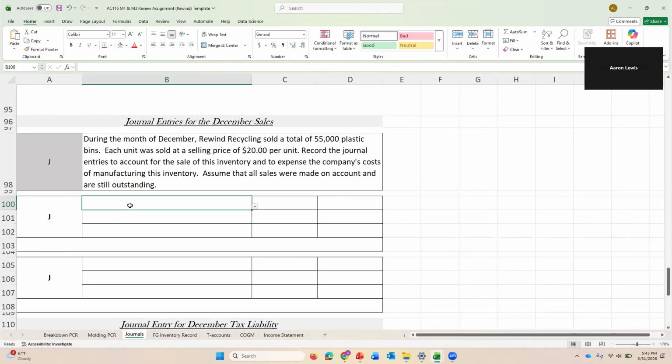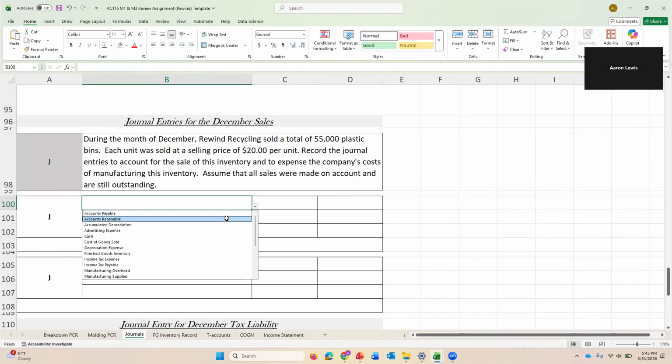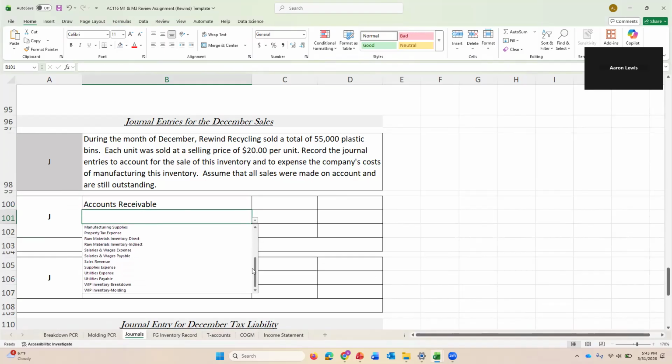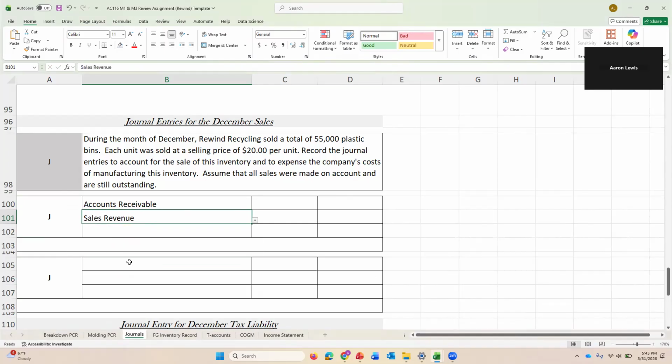The first one records the revenue, at least the order that I have it in, and it says to assume that all sales were made on account and are still outstanding. So I'm going to debit this to accounts receivable. But we still record the sales at the time when the point of sale is made and not when cash is received. So I still get to record a credit to sales revenue.